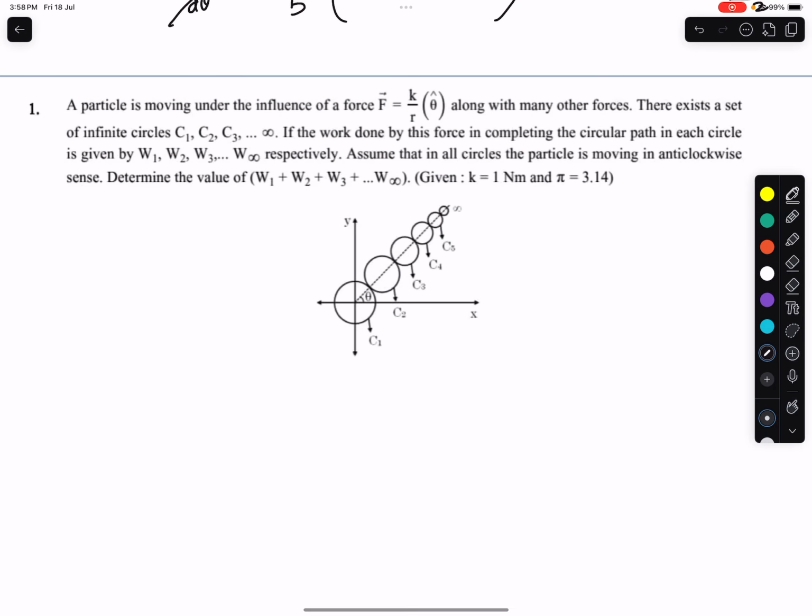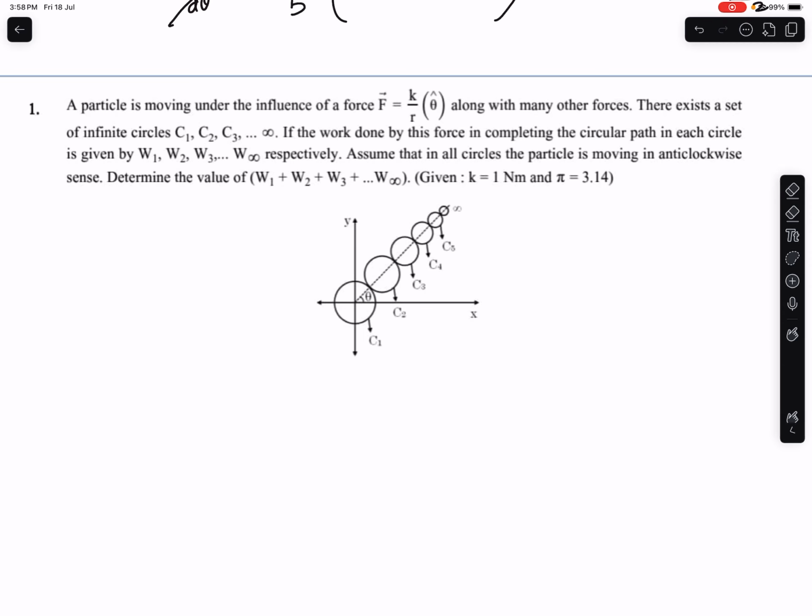Unique question here. Some statement is missing actually. Now, by the way, the statement given I will read first and then I will explain which statement is missing. A particle is moving under the influence of a force F equal to K by r theta cap. Now it's not mentioned what is r and what is theta cap.